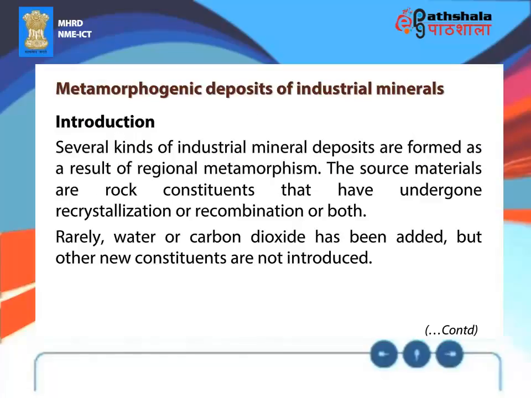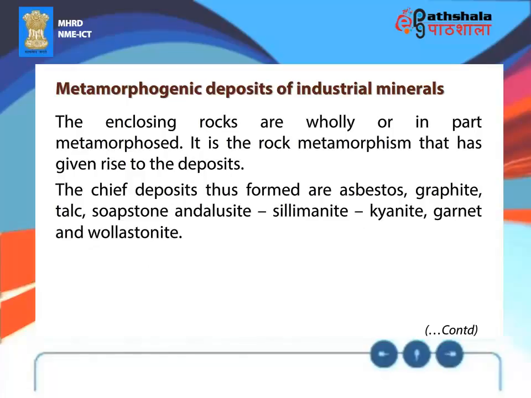Metamorphogenic deposits of industrial minerals. Introduction. Several kinds of industrial mineral deposits are formed as a result of regional metamorphism. The source materials are rock constituents that have undergone recrystallization or recombination or both. Rarely, water or carbon dioxide has been added, but other new constituents are not introduced. The enclosing rocks are wholly or in part metamorphosed. It is rock metamorphism that has given rise to the deposits.